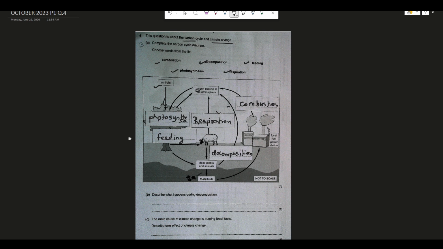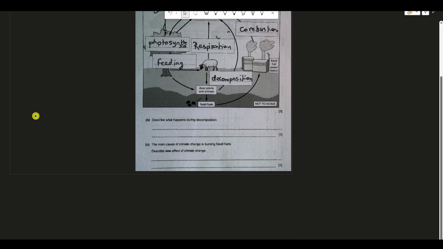So this is basically the carbon cycle. This is a complete carbon cycle, and these are the placements of the words. All the 5 words I have placed: photosynthesis, feeding, respiration, decomposition, and combustion. So that was our A part of the question. Now let us go for the B part. That is over here.